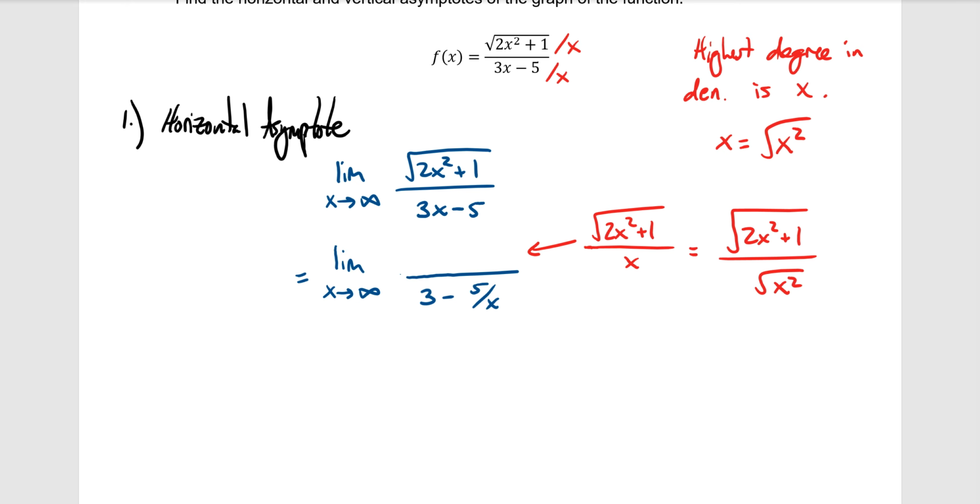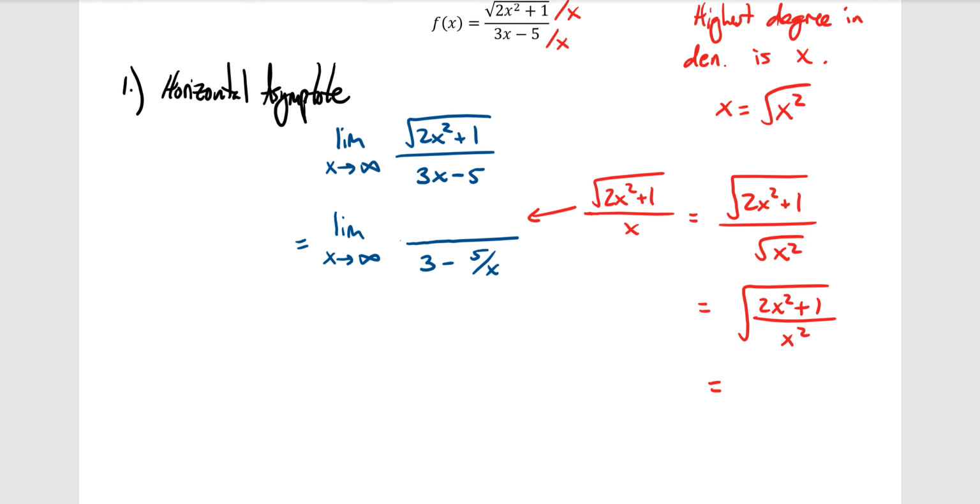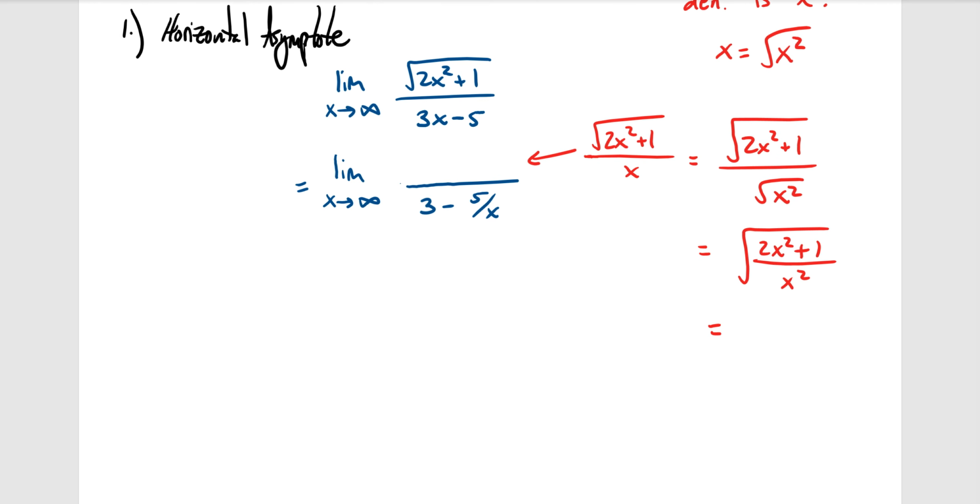And now we can go ahead and combine those into 1. That's the square root of 2x squared plus 1 over x squared. And now we can divide both of those terms by x squared, and we get 2 plus 1 over x squared. So that's what the numerator becomes right here. So that's kind of the hard part for these questions. You have to rewrite the highest degree in the denominator, taking into account there was a square root in the numerator.